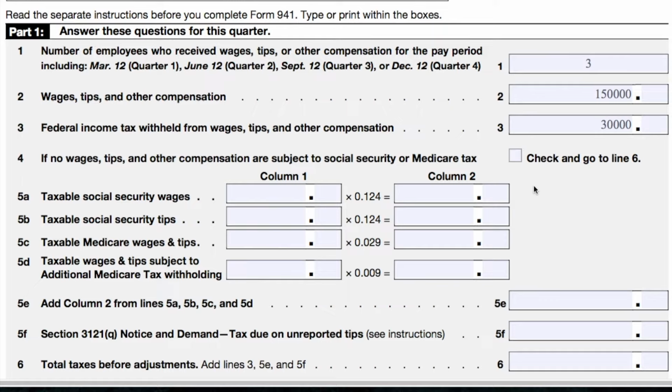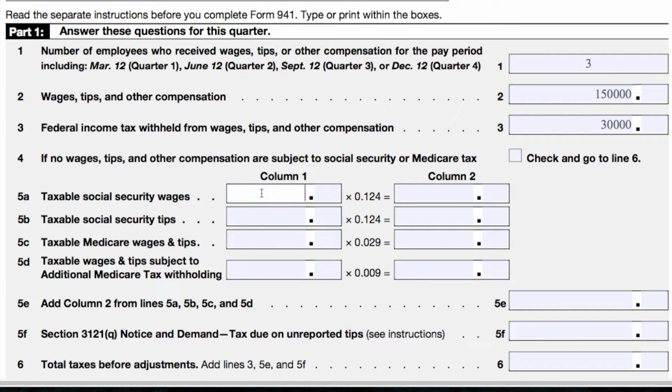Under current law, the first $132,900 of an employee's wages are subject to Social Security tax, but this wage limit changes typically from year to year, so make sure you know the current limit as you go to fill out the form. If any employee's wages exceed that limit, the amount that you note in column 1, line 5A will be smaller than the amount noted in line 2. All wages are subject to Medicare taxes without limit, and employees earning above $200,000 per year pay a Medicare surtax.